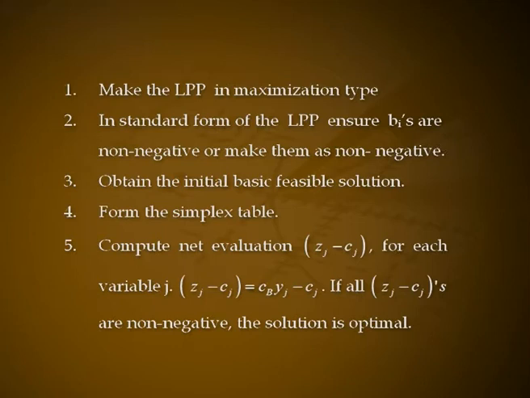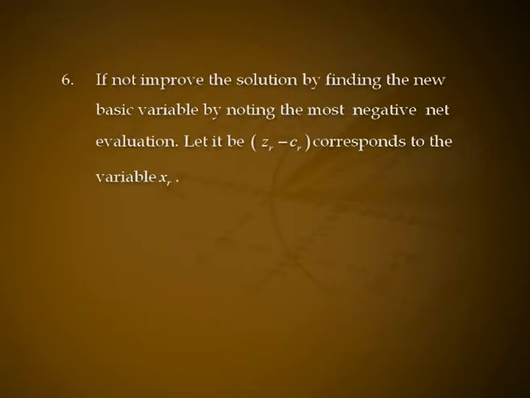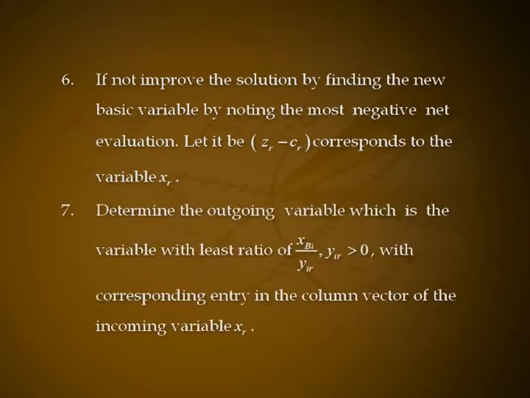If all Zj minus Cj's are non-negative, the solution is optimal. Step 6. If not, improve the solution by finding the new basic variable by noting the most negative net evaluation. Let it be Zr minus Cr corresponding to the variable xr. Step 7. Determine the outgoing variable, which is the variable with least ratio of xbi by yir for yir greater than 0, with corresponding entry in the column vector of the incoming variable xr.